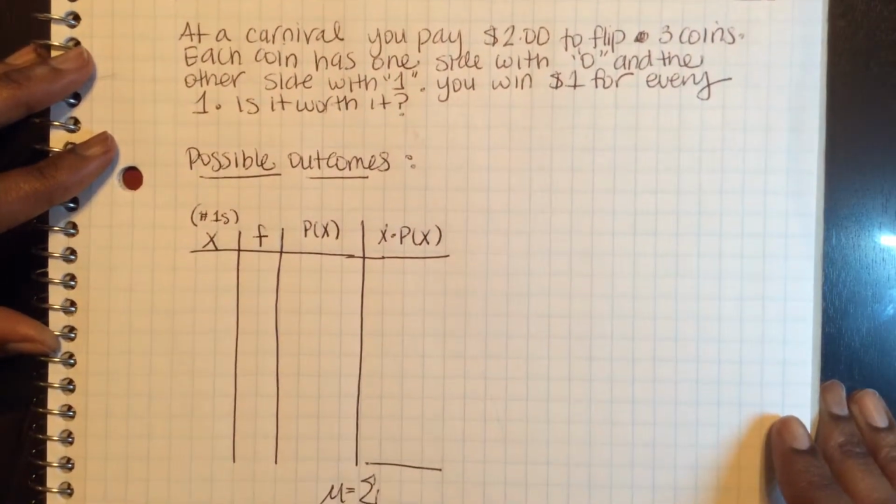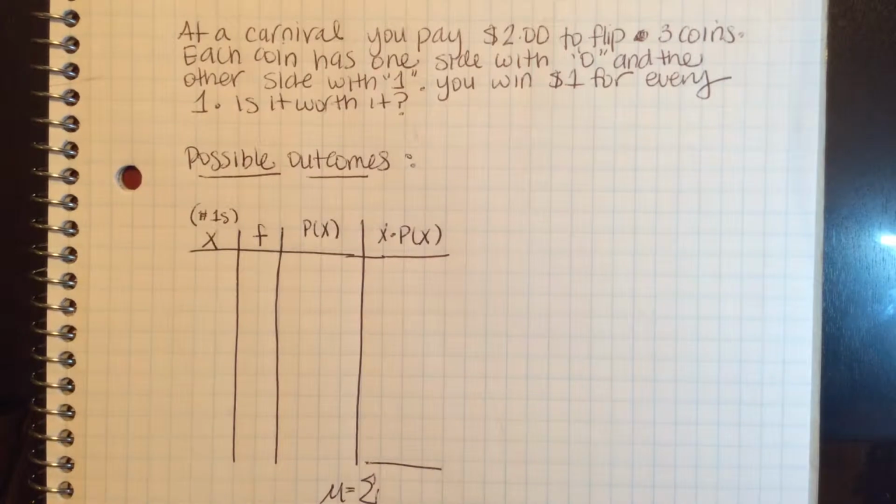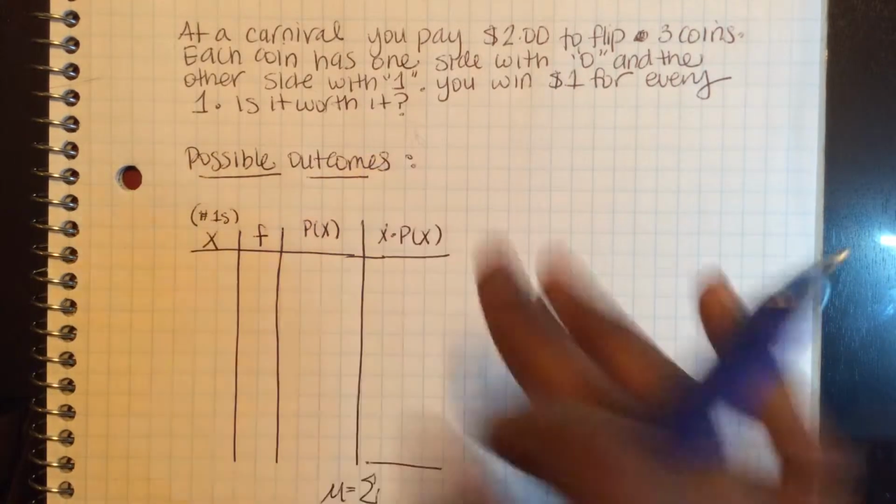At a carnival, you pay $2 to flip 3 coins. Each coin has one side with a 0 and the other side with a 1. You win $1 for every 1. Is it worth it? Before I can start this problem, let's see the possible outcomes.